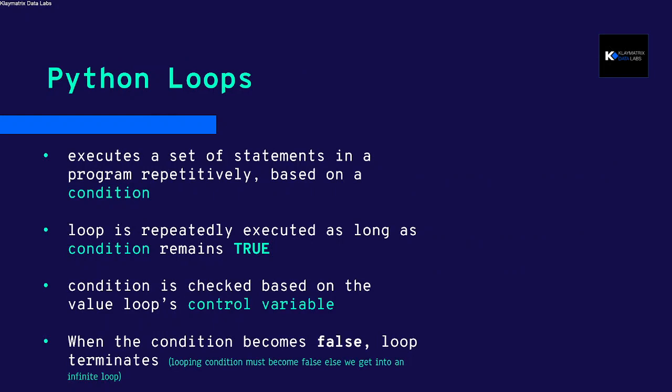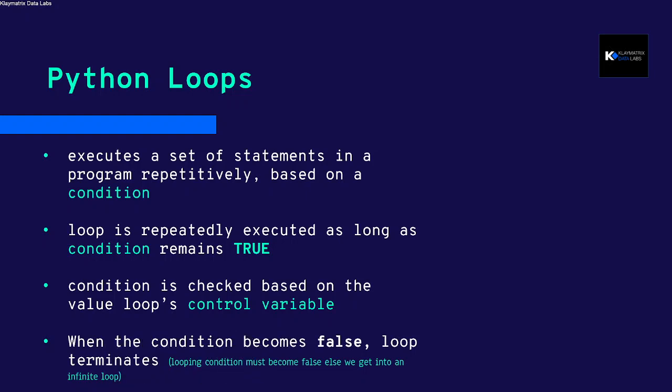Now, loops, like in any other programming language, in Python more or less follow the same pattern or logic. A loop executes a set of statements in a program repetitively based on a condition, a very important condition. The loop is repeatedly executed as long as this condition remains true. The moment it becomes false, it comes out of the loop. The condition is checked based on the value of the loop's control variable. So there is a variable in the loop which is used to check the condition. We'll come to it in the next few slides. When the condition becomes false, the loop terminates, like I said.